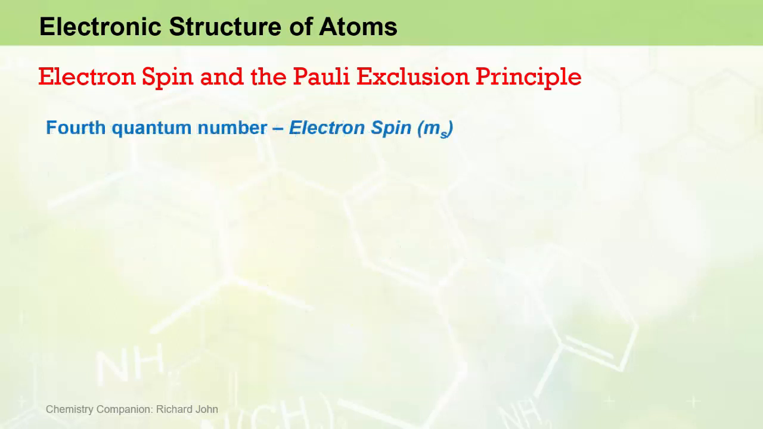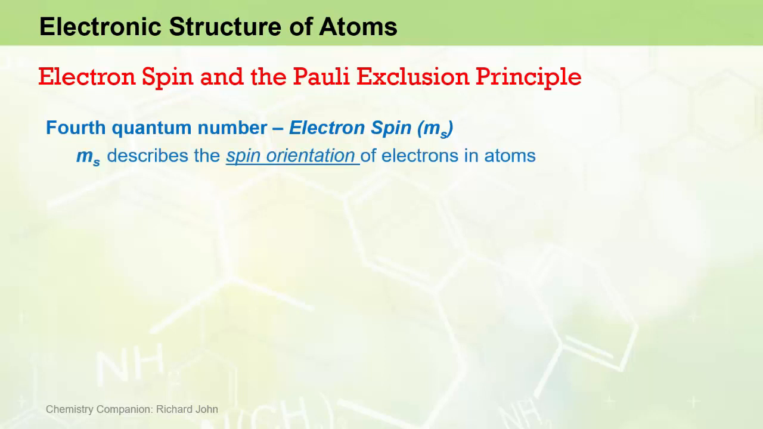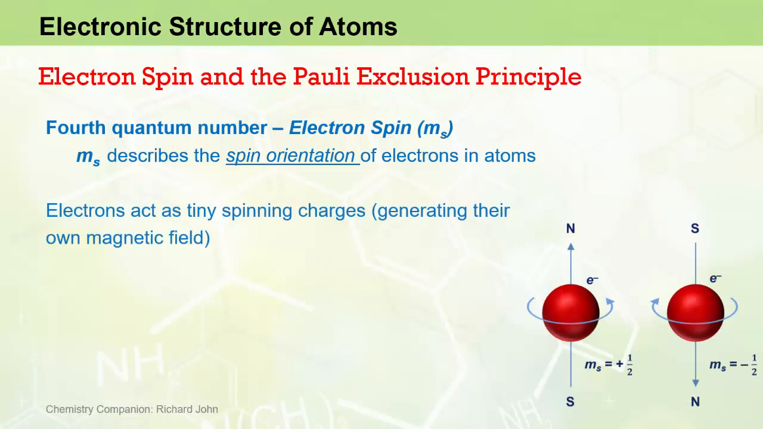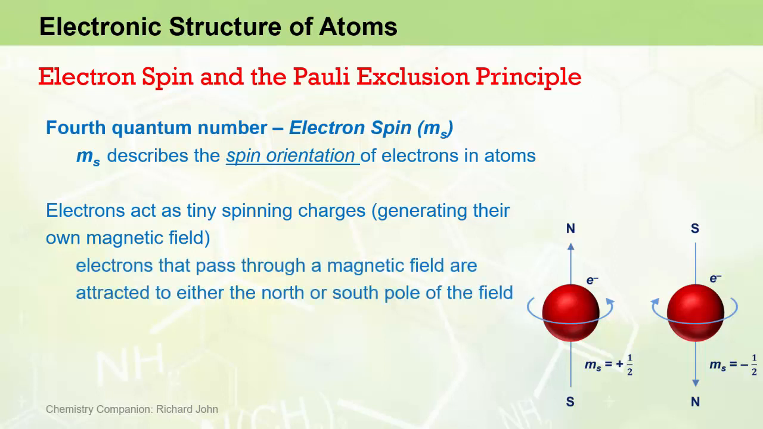To complete the picture of the electronic structure of atoms, we need to introduce a fourth quantum number, the electron spin quantum number, ms, which describes the spin orientation of electrons within atoms. It can be shown that electrons behave as tiny spinning charges generating their own magnetic fields, such that when electrons are passed through a magnetic field, they are attracted to either the north pole of the magnetic field or to the south pole of the magnetic field, as if they were tiny electrical charges spinning on their own axes.